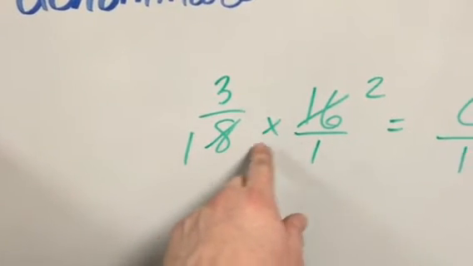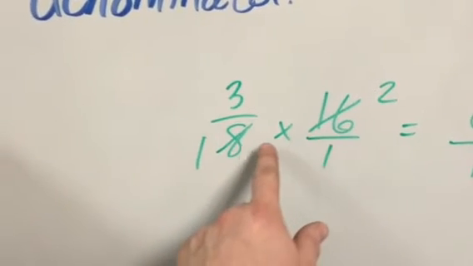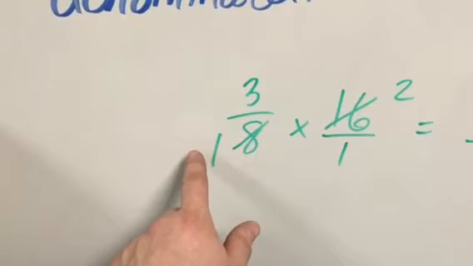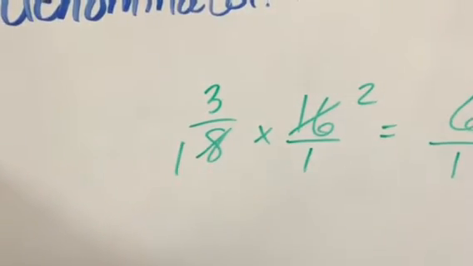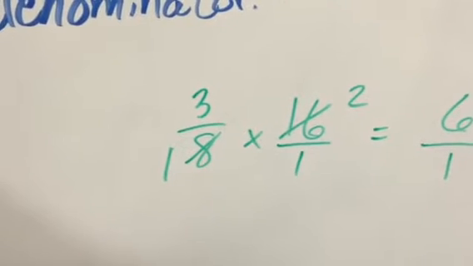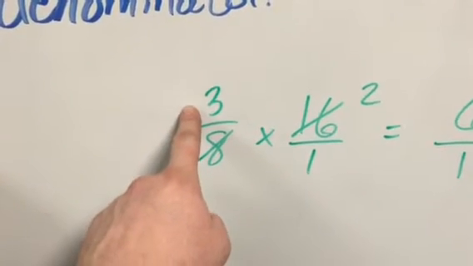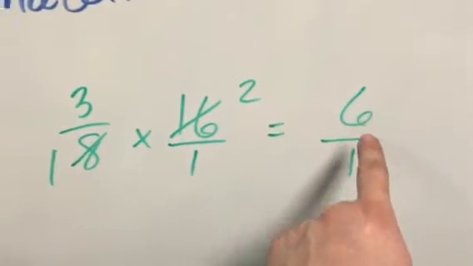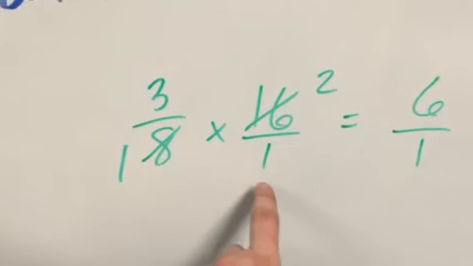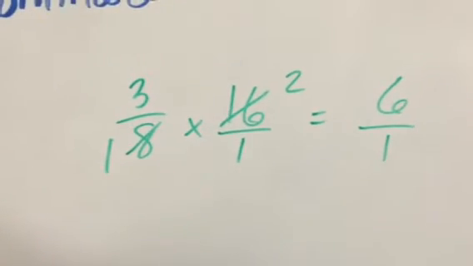So I realized that the 8 and 16 were compatible, and I could divide by 8 to both of them. So I divided this by 8 and got 1. I divided this by 8 and got 2. And then I did my normal strategy to multiply fractions. I took the numerator of the first number times the numerator of the second number and got 6. And the denominator times the denominator and got 1. So my answer is 6.